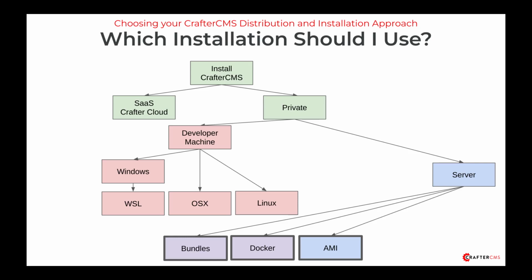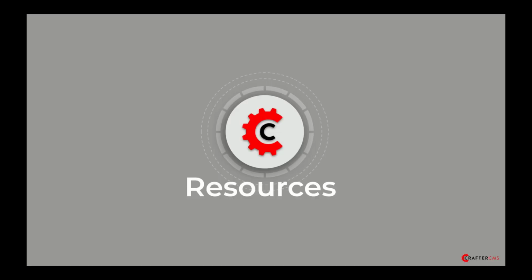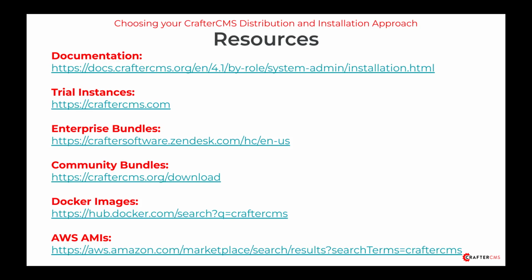If you're looking for some further documentation on how to install these different types of artifacts, you can find that information here with our documentation at docs.craftercms.org. Another option for you is our trial instances. You can request a trial from Crafter at craftercms.com. There's a try button on the website. You can click that, log in, and instantly spin up an instance of CrafterCMS for a short period of time. And if you'd like to extend that trial, just reach out to us and let us know.